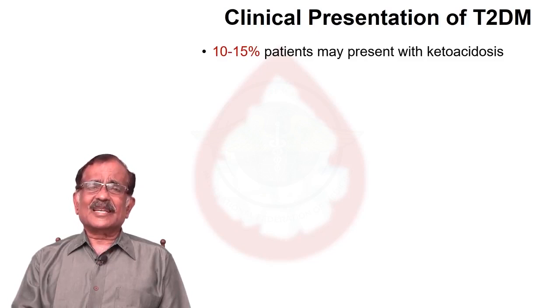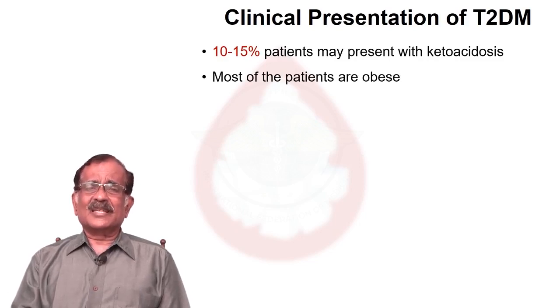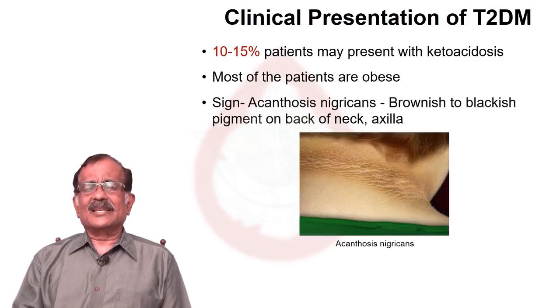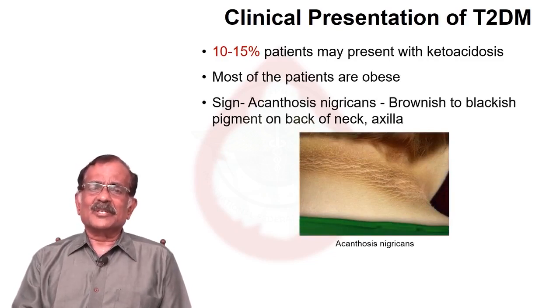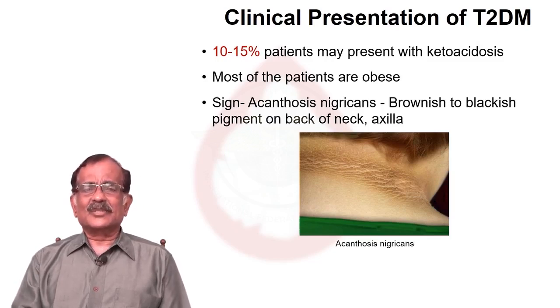That is one difference. The second thing is, most of the patients with type 2 diabetes in the young are obese, and if you look carefully and do a good physical examination, you will be able to see the signs of insulin resistance like acanthosis nigricans, that is a brownish to blackish pigmentation in the flexors, the back of the neck, axilla, groin, and so on. And skin tags may also sometimes be seen.